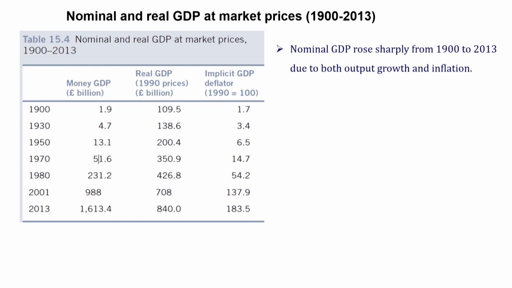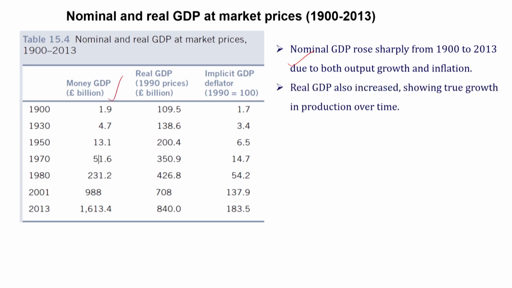These are some of the reflections here. I have some bullet points. One is that nominal GDP rose sharply from 1900 to 2013 due to both output growth and inflation, that is the money GDP or nominal GDP. Real GDP also increased, because this one is calculated at the 1990 price. It also increased, showing true growth in production over time. So this is the true economic growth in this country.